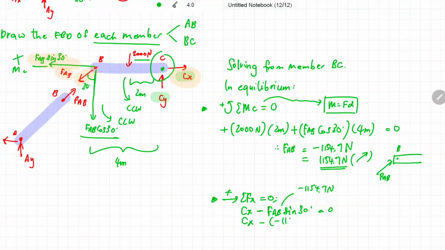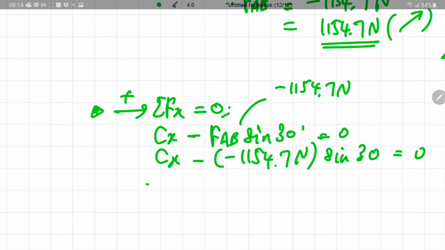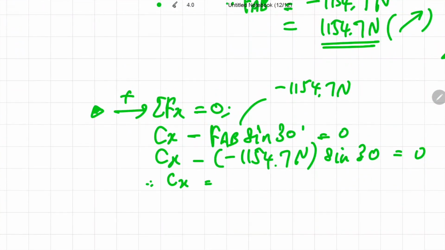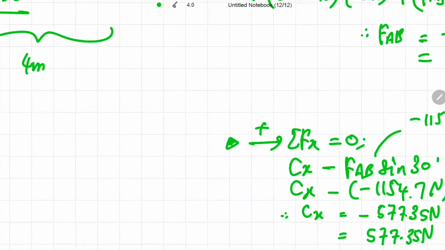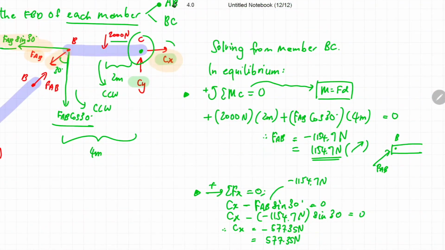Okay, so you can easily solve for this particular equation as there is only one unknown, which is the Cx value. So use your calculator and you will get the magnitude of Cx to be negative 577.35 Newton. So it's okay kalau dapat negative, no problem. It simply means that the actual magnitude is 577.35 Newton, but the actual direction is pointed to the left.